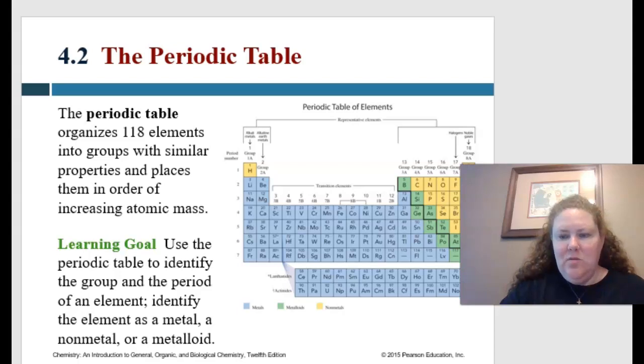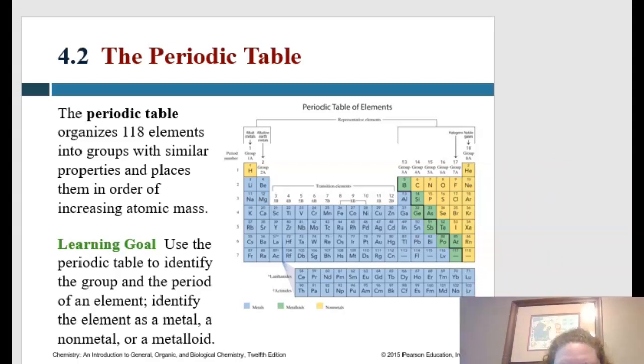Okay, now we get to talk about the periodic table of elements, okay? And so this is actually pretty cool, and it's actually very well organized.